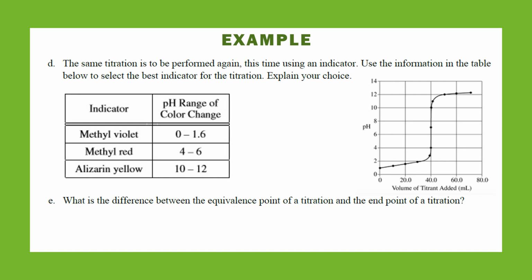Okay, for part D, the same titration is to be performed again, this time using an indicator, and use the information in the table to select the best indicator and explain your choice.